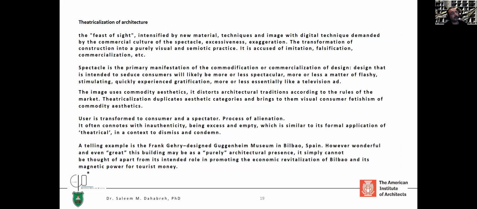These make us ponder. Once an architecture project is taken, is exaggerated, is excessive, it is intensified by the new material, the techniques, or the image. Architecture moves to become a purely visual and semiotic practice. Then it is accused of imitation, falsification, and commercialization. That's a question to resist. Spectacle is the primary manifestation of commodification or commercialization of design.